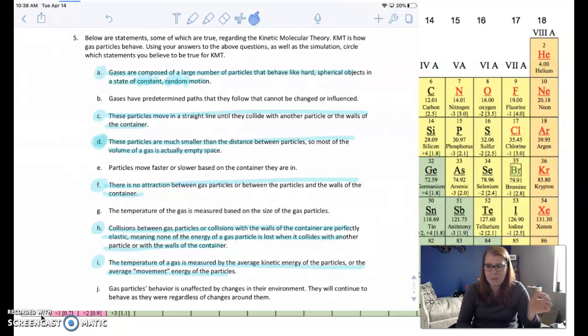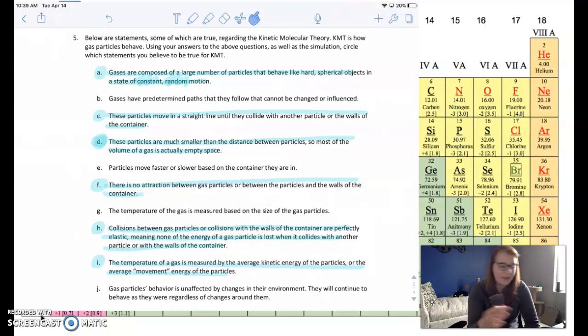And gas particles are the opposite of that. Gas particles do not lose their energy when they hit anything. That's why they can constantly and randomly move. The temperature of a gas is measured by the average kinetic energy of the particles, or the average movement energy. That is true. So temperature is measured by how fast particles are. When you have a thermometer in your mouth and you're taking your temperature, what that temperature is actually measuring is the movement of particles. Faster particles have a higher temperature, and colder particles have a slower temperature. So that's what we're actually measuring there.